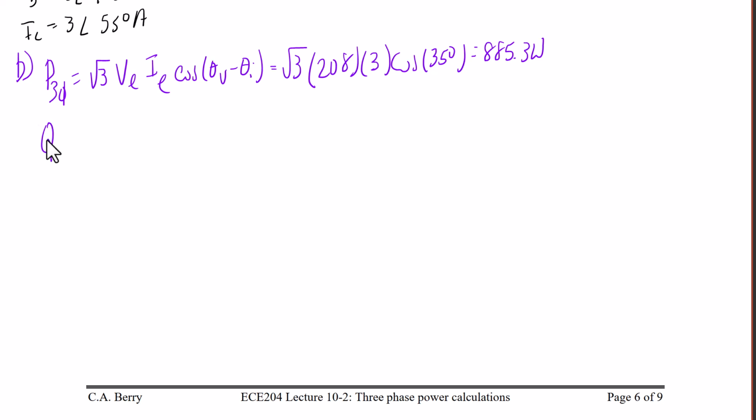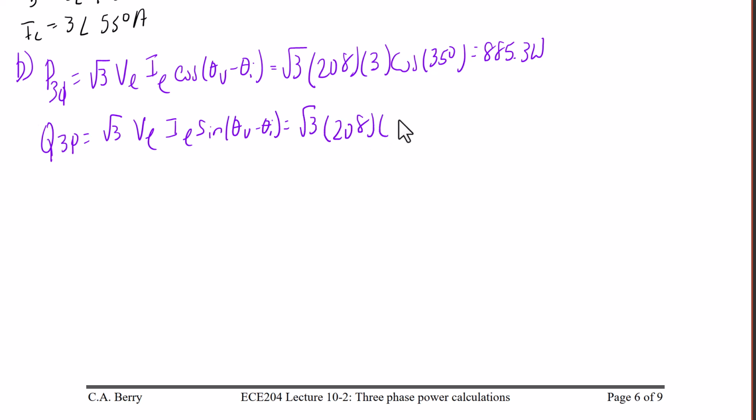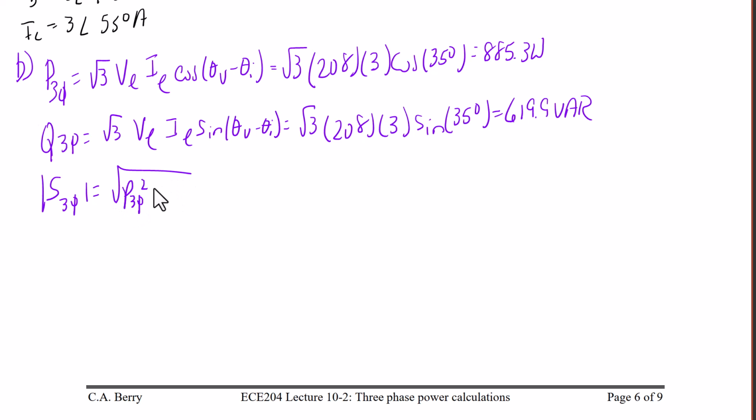Then the reactive power, Q3 phase, is the square root of 3 VL IL sine of theta V minus theta I, which is equal to the square root of 3 times 208 times 3 times the sine of 35 degrees, which equals 619.9 var. And then for the apparent power, which is the magnitude of the complex power, we know that we can use either the square root of P 3 phase squared plus Q 3 phase squared, or we can use the square root of 3 VL times IL, and that is 1080.8 volt amperes.